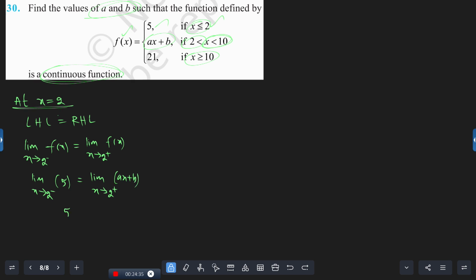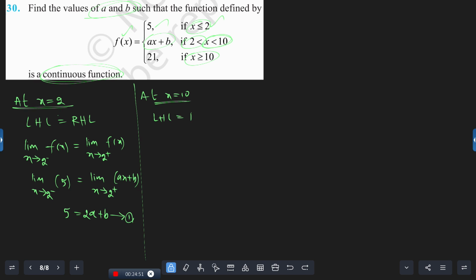Now 5 is 5. Instead of x, if you apply 2, what am I getting? 2 times a plus b. You take this as answer number 1. Very simple.